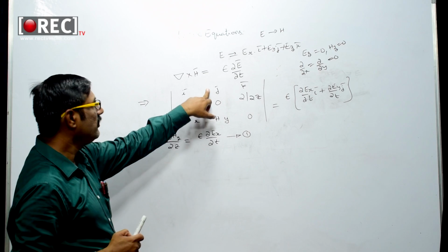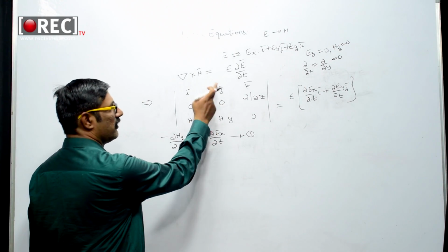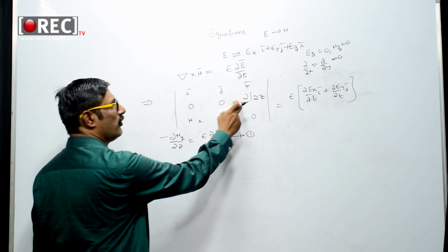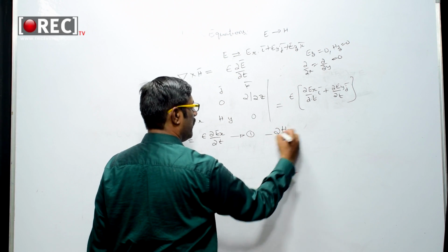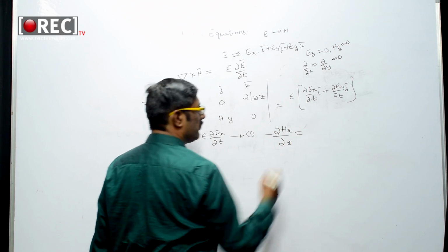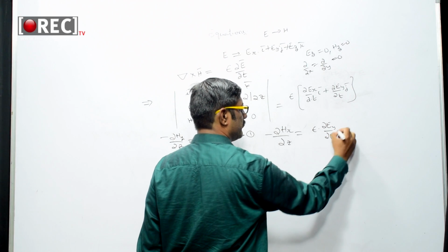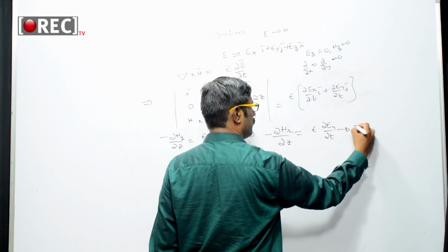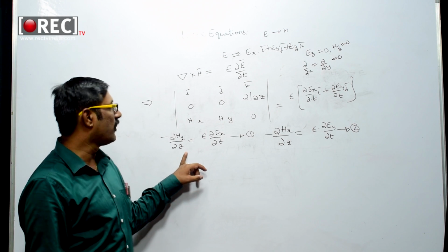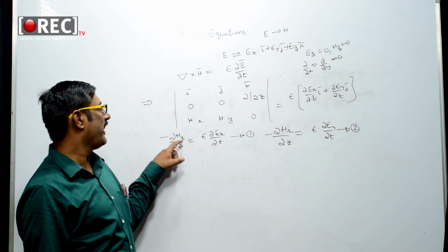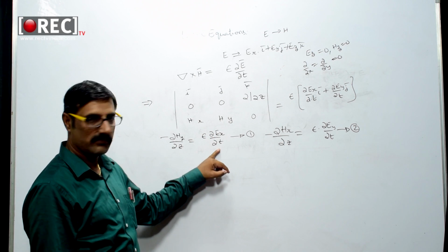Minus j into the cofactor it contains of these two is minus ∂Hz/∂x minus ∂Hx/∂z is equal to epsilon into ∂Ey/∂t. And that is equation number 2. Okay. Now, if we observe equation 1, both Hy and Ex should be functions of z and t.